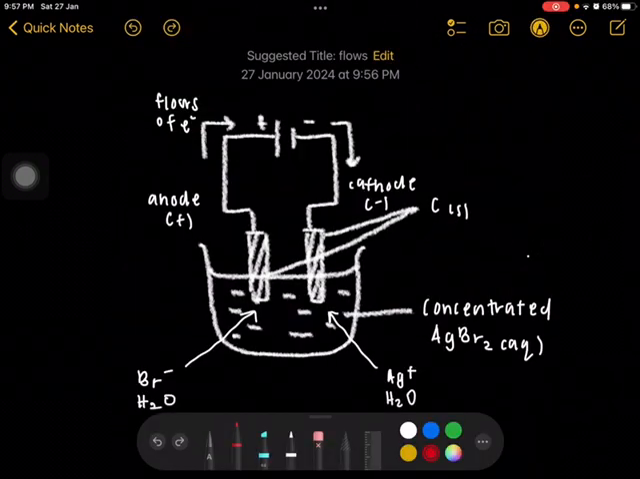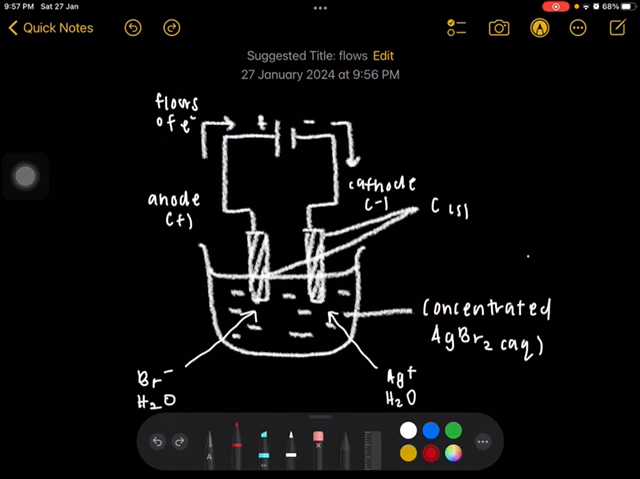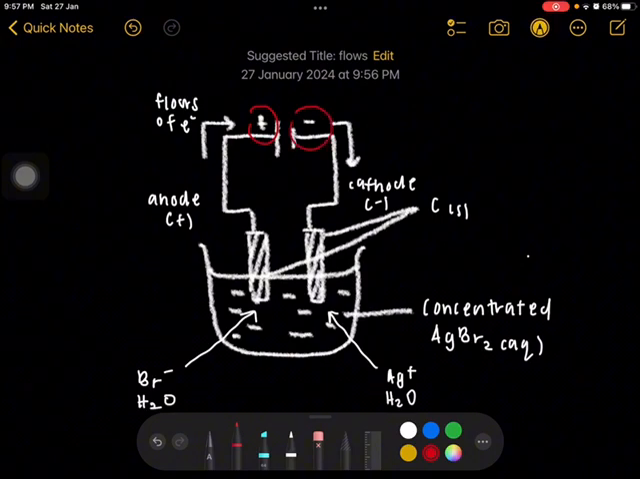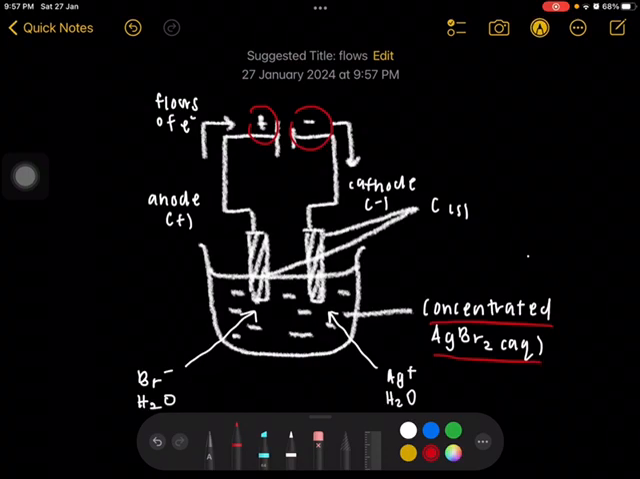Okay, so this is the diagram we already prepared. And you have to label which one is the positive terminal and which one is the negative terminal, so we can determine the positive terminal and negative terminal based on the battery here. And also you have to label the electrode, which is carbon solid, the electrolyte, concentrated AgBr2 aqueous, and also the flow of electrons from anode to cathode.